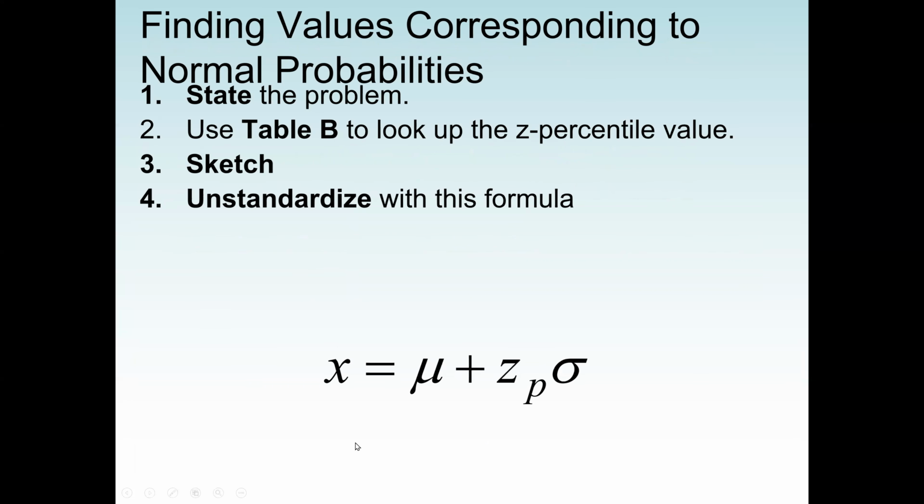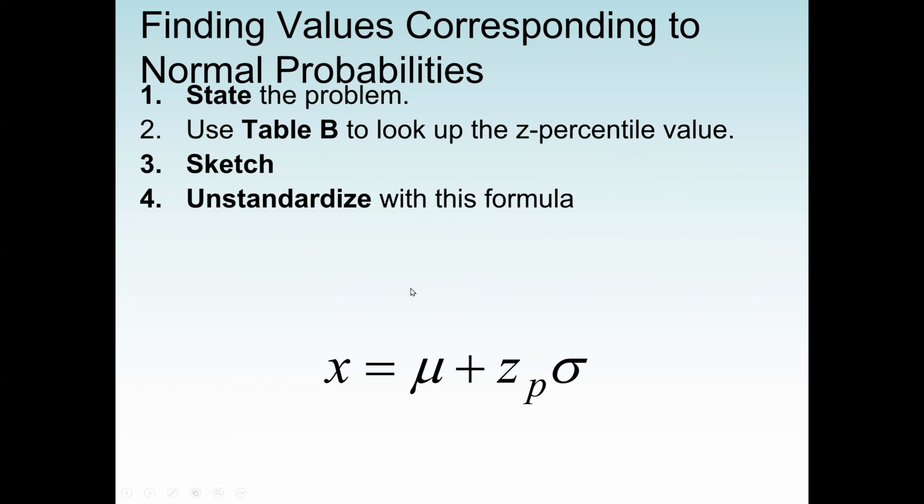Okay, so next we're going to learn how to find values corresponding to normal probabilities. So here again, you state the problem, use table B to look up the Z percentile value, then you do your sketch, then you unstandardize with the formula. Again, we do one example, how to find the probabilities.